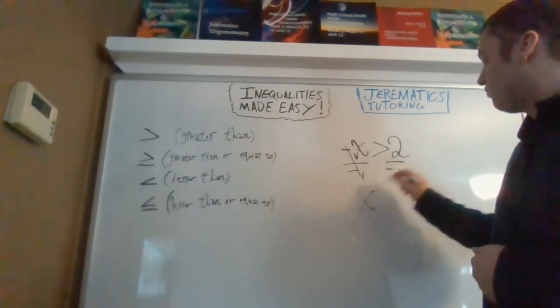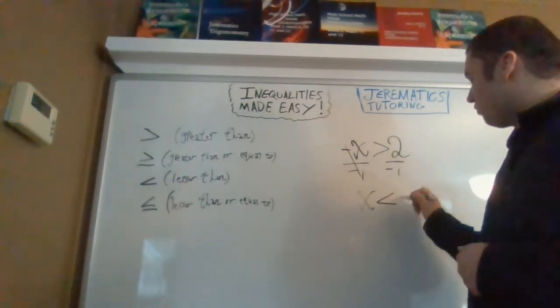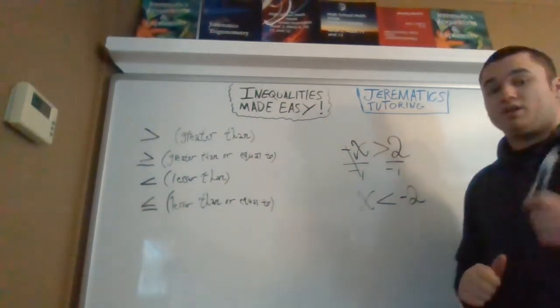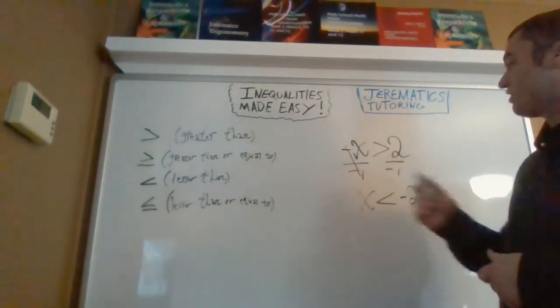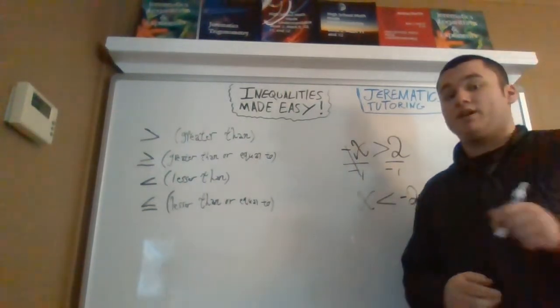And then we need to remember that we always flip this inequality over whenever we divide by a negative or multiply by a negative, because your biggest mistake would be to forget to flip over the inequality when you divide by a negative 1.